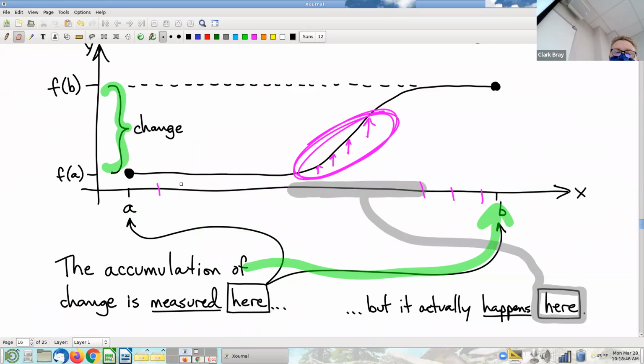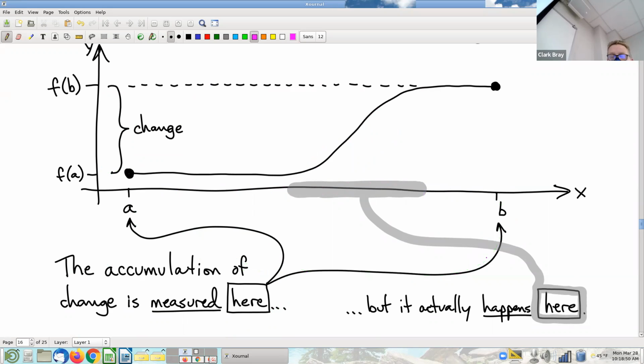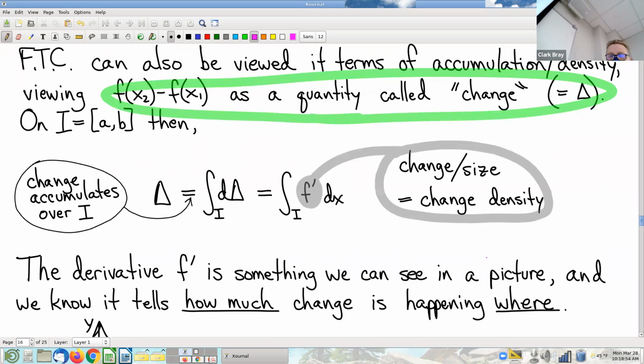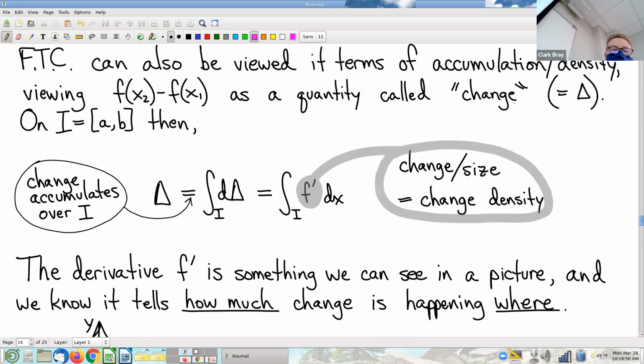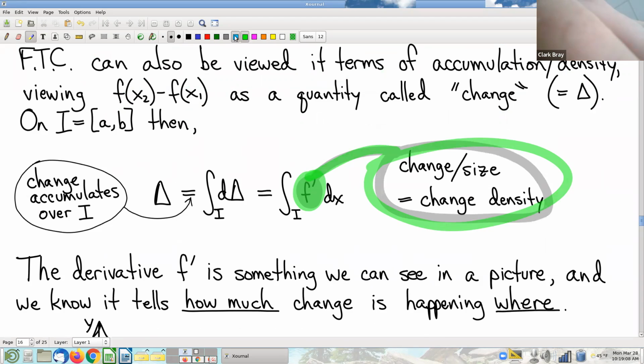Okay. So furthermore, there is an associated density that we can talk about. And again, this is going to seem really weird to talk about it as such, but the derivative, the integrand in the resulting integral, that is a density. It's the density associated to the accumulating quantity, our accumulating quantity of change. Okay, so we'll call this change density.